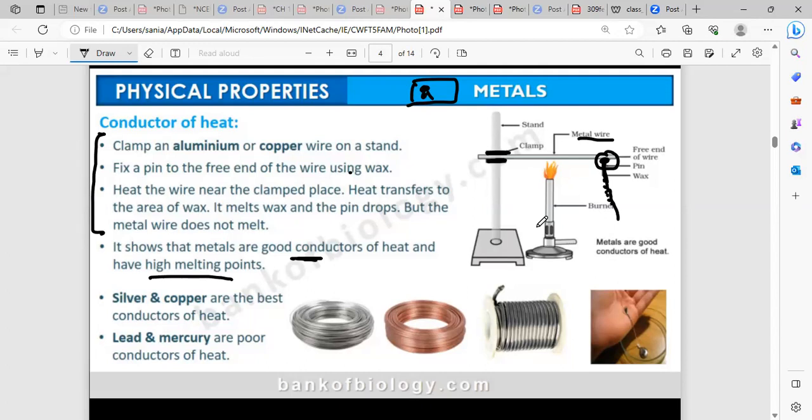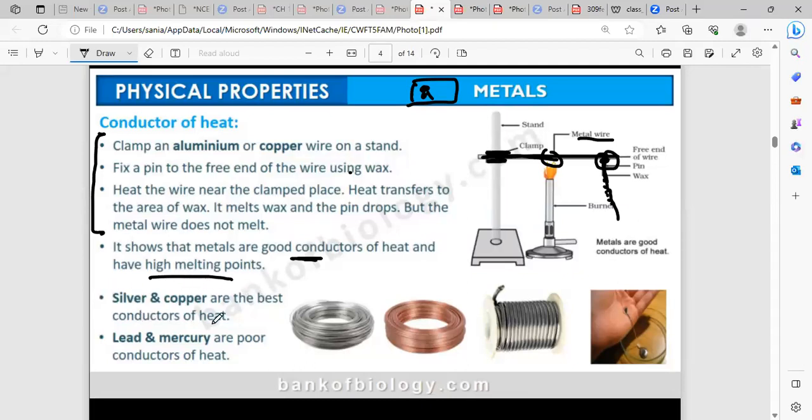So metal is a good conductor of heat. For example, if you burn the metal, it will transfer all the heat through itself, and then you will touch it. You are heating here, right? But the entire metal wire will be hot. That's why you can say that metals are good conductors of heat and they have a high melting point. You cannot melt this metal easily; if you want to melt it, you need a very high temperature. Got it?